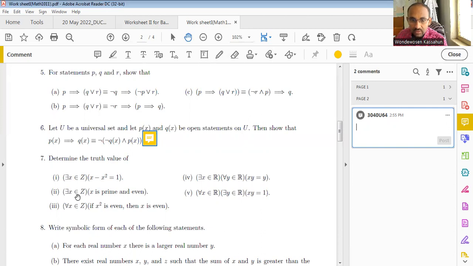Okay, there exists x, an integer which is prime and even. Actually, 2 is an even number which is also prime. So it exists. So it's true.